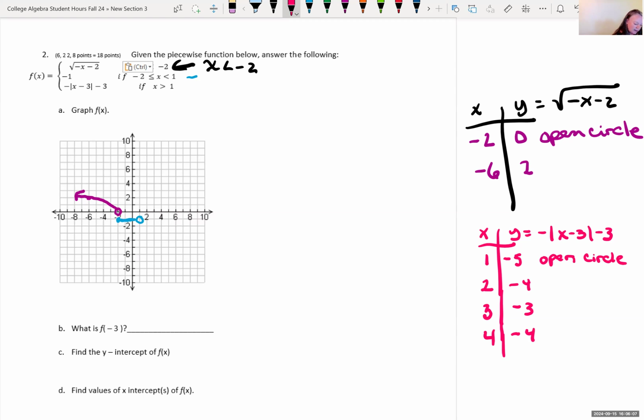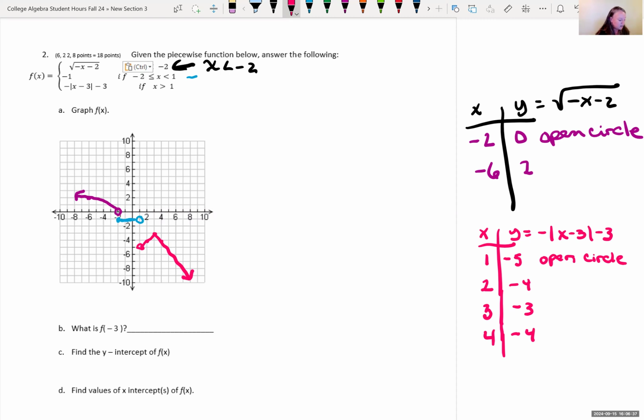Okay, so at 1, negative 5, I have an open circle. At 2, negative 4, I have a point. At 3, negative 3, I have a point. At 4, negative 4, I have a point. And so it looks kind of like a V shape, and it comes down like this.